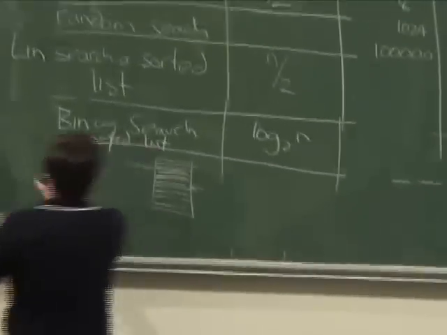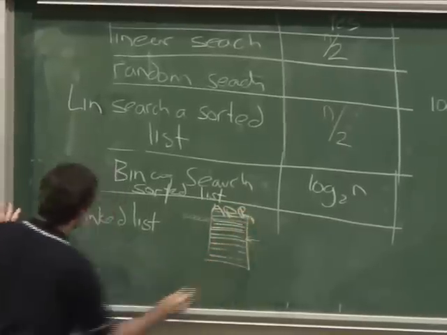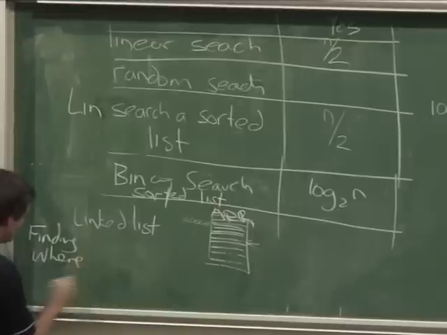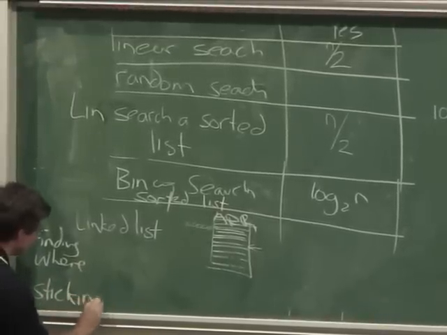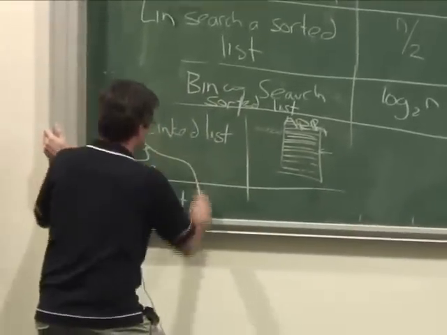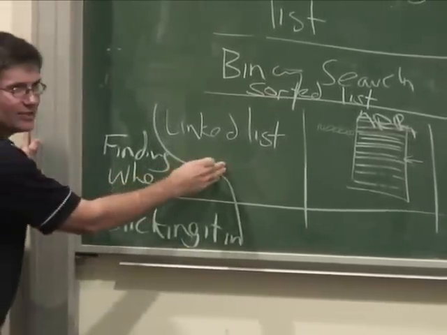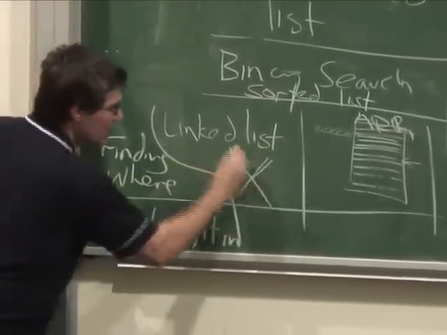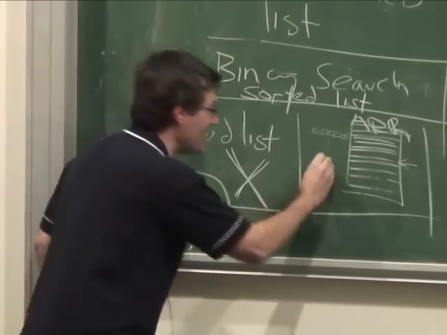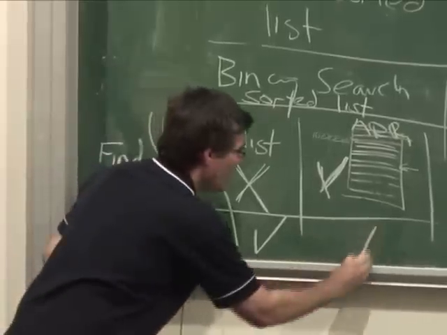We could either use a linked list, or we can use an array. And we've got finding where to stick it, and then we've got sticking it. All right, here's my grid. Finding where in a linked list is horrible. Inserting it is easy. Finding where in an array is fantastical. We just do binary search. But sticking it in is horrible.